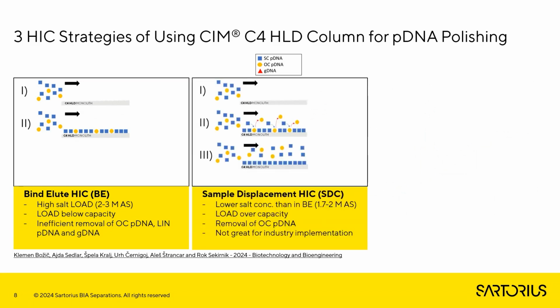The second approach is sample displacement. Here, lower salt concentrations, below 2 molar ammonium sulfate, are used, and supercoiled plasmid is enriched over open circular by displacing it when column capacity is exceeded. This can be achieved because supercoiled is more hydrophobic than open circular, but only under certain and very finely tuned conditions, which is not very convenient for production processes, scale up, and so on.